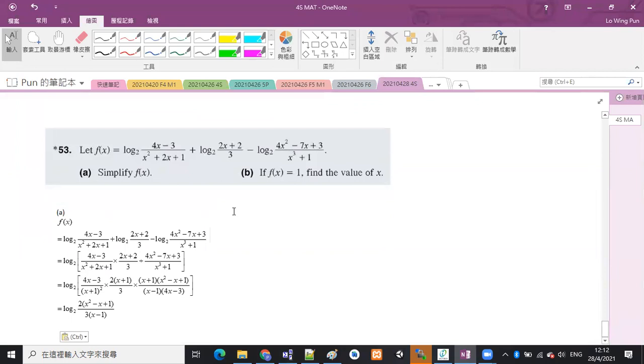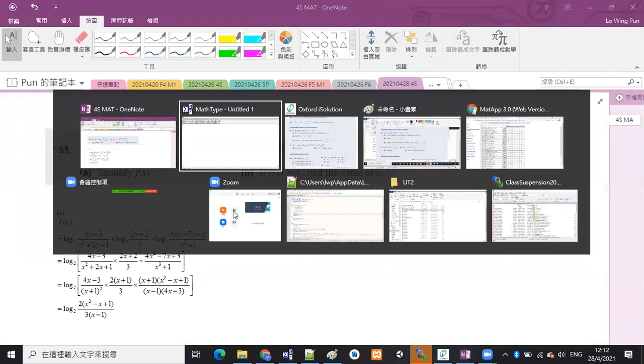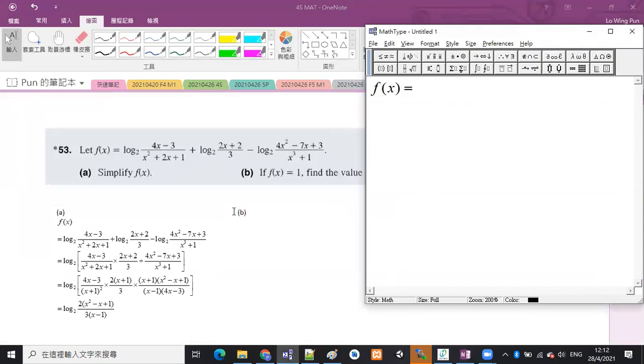And then in part B, if f(x) is equal to 1, find the value of x. So we need to solve the equation. f(x) becomes log base 2, 2 times (x squared minus x plus 1) over 3 times (x minus 1). The right-hand side is just a number. Left-hand side is one single log. So we may change the right-hand side to be log base 2 of 2, 1 times this one. Okay, then now the right-hand side is one single log. So we may cancel out the log.